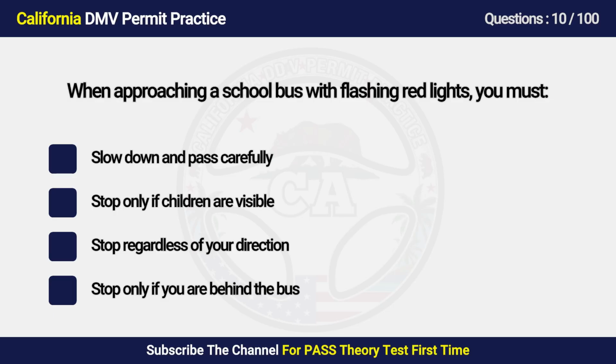Question 10. When approaching a school bus with flashing red lights, you must A. Slow down and pass carefully. B. Stop only if children are visible. C. Stop regardless of your direction. D. Stop only if you are behind the bus.